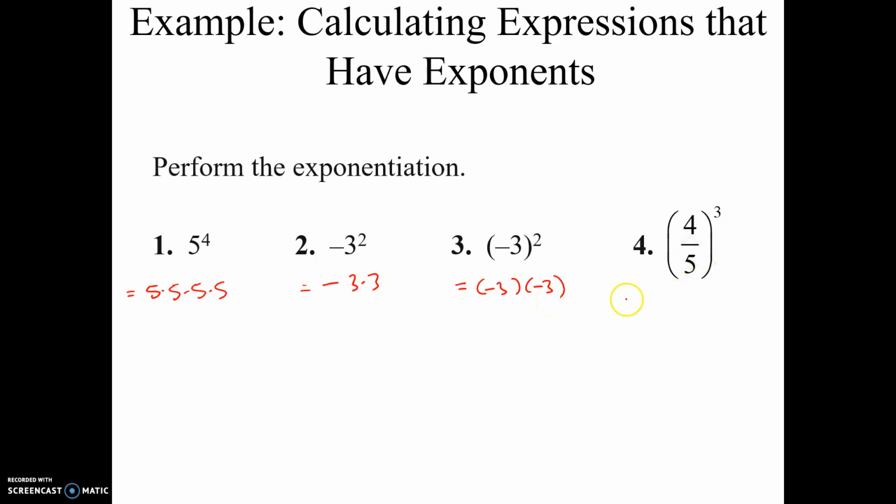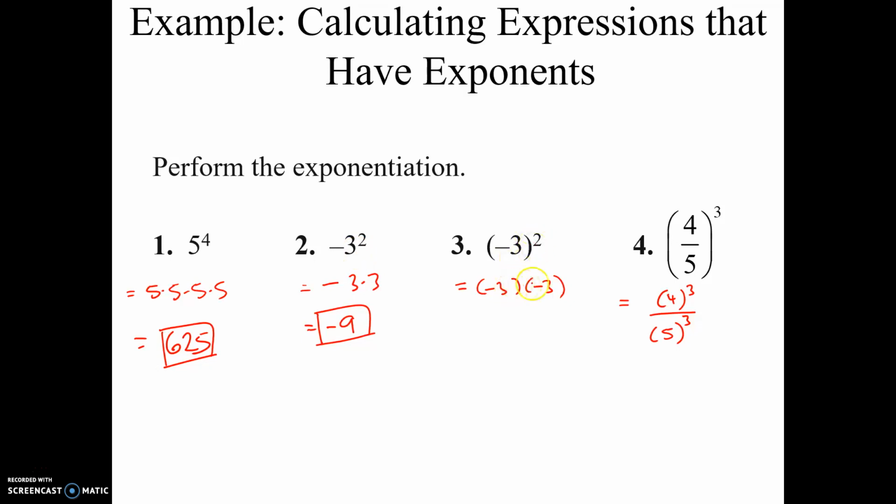4/5 to the third power: when you have a fraction, we separately take the numerator to the third power and the denominator to the third power. So 5 times 5 times 5 times 5, this is 625. Negative, only one negative, 3 times 3 is negative 9. And once again, this is because the negative is not in parentheses. So the square is only given to the 3.